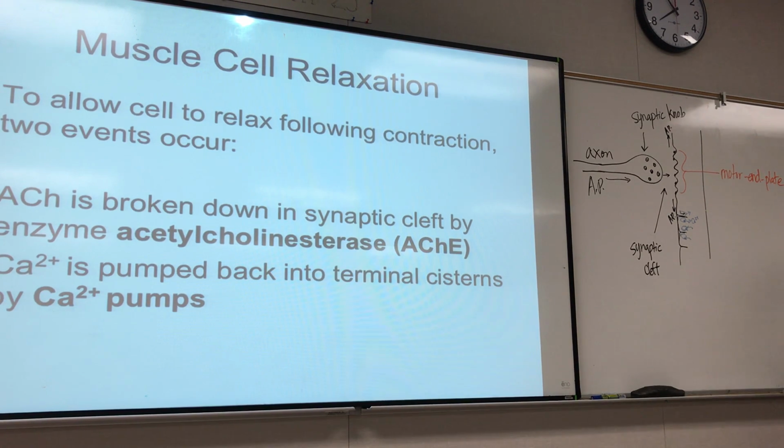That actually is just about it as far as muscle tissue. Okay, and that's everything. So we are pretty much done with the muscle tissue.